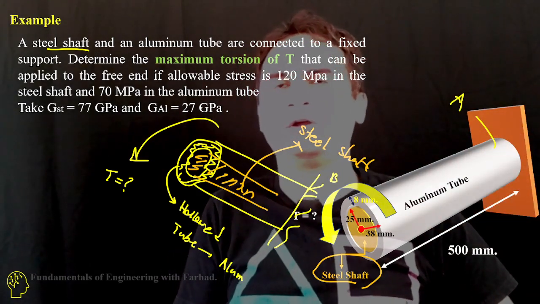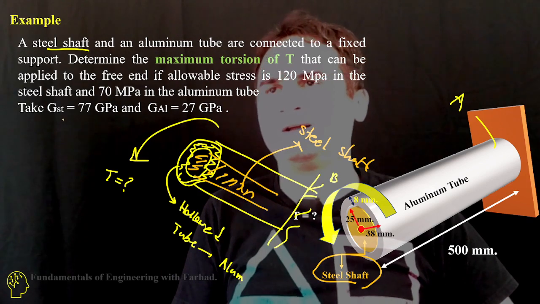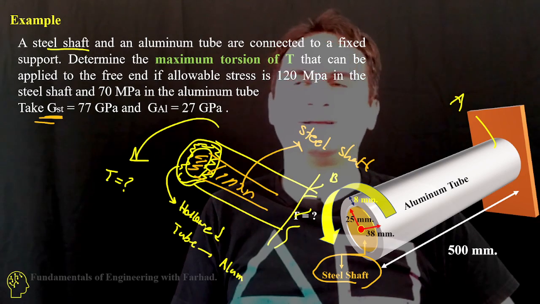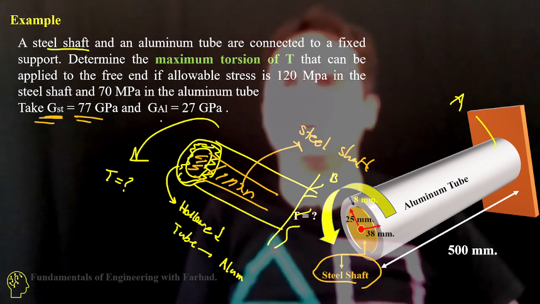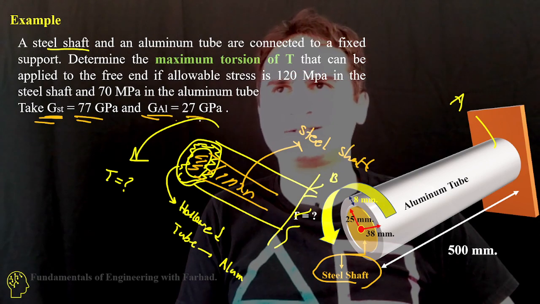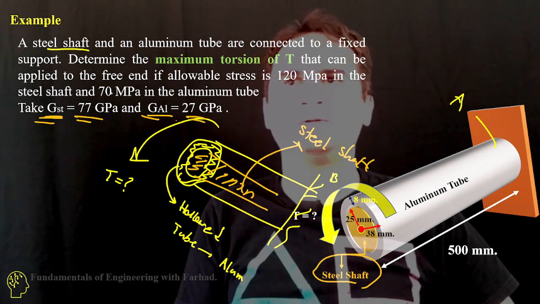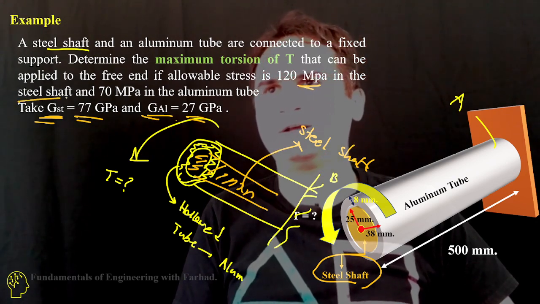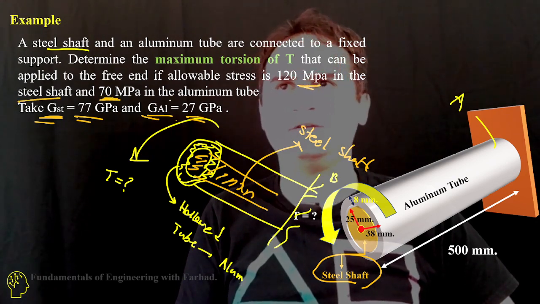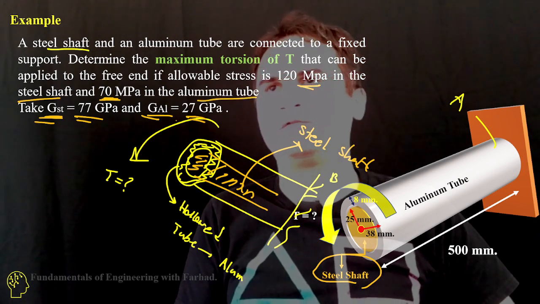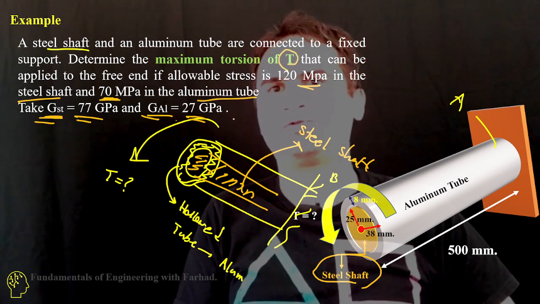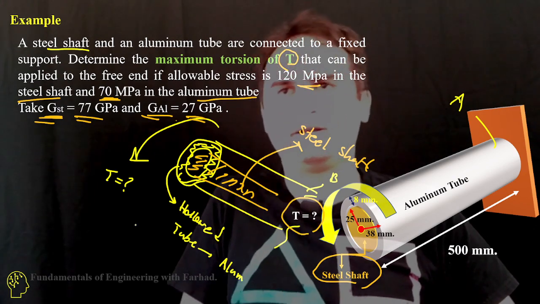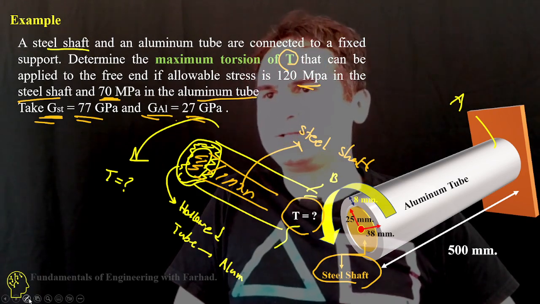I want to give the specification: the shear modulus for steel is 77 gigapascal, and the shear modulus for aluminum is 27. The allowable stress is 120 megapascal for the steel shaft, and likewise 70 for the aluminum tube. We want to know the maximum torsional torque T which we can apply at the free end of our problem.